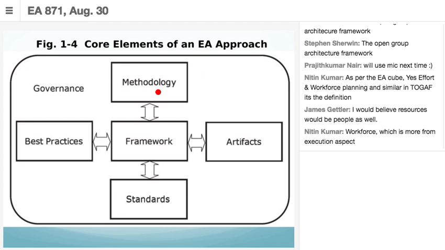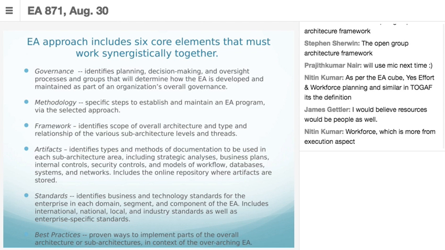So core elements of an EA. So the framework is at the center. It produces artifacts that adhere to the framework. There's a methodology for enacting the framework. There are standards that are associated with the framework, best practices, and all this has to fit in with the governance. Again, this is a very traditional view of enterprise architecture. Governance, methodology, you can read that.